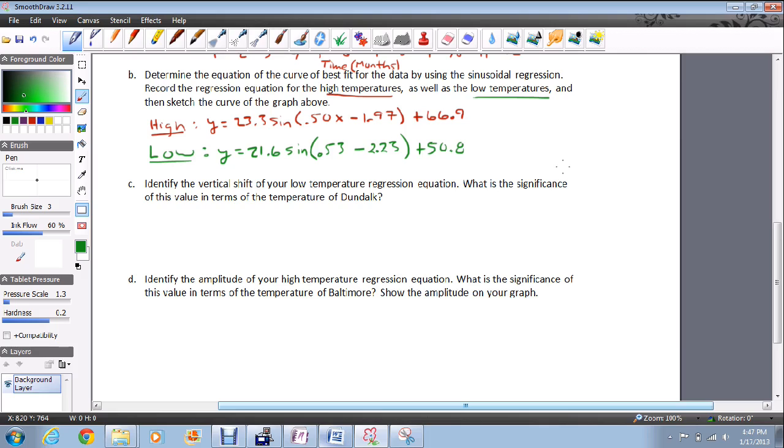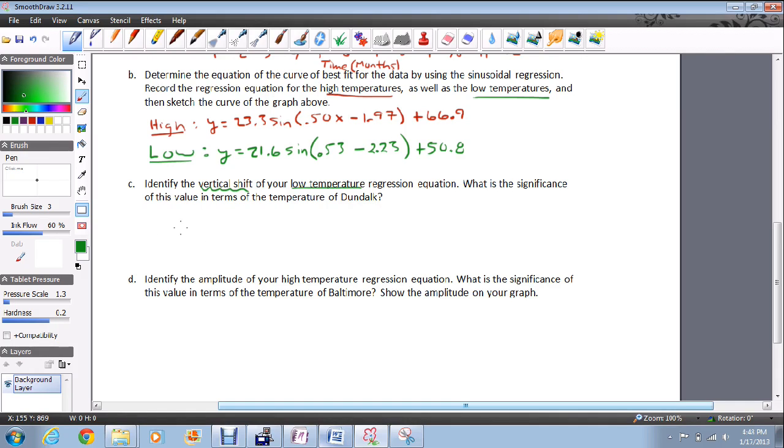Part C says identify the vertical shift of your low temperature equation, because again, I kind of made this problem just to emphasize the importance of reading the directions. So we're only worried about the low temperature, and we're talking about the vertical shift. What is the significance of this value in terms of the temperatures of Dundalk?